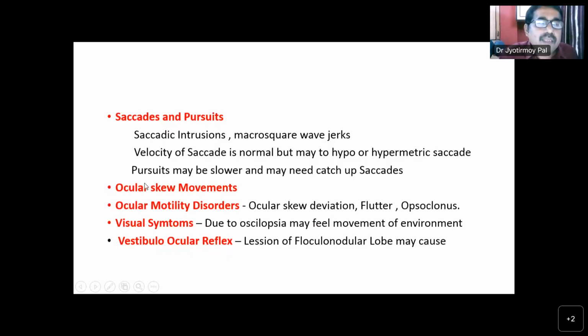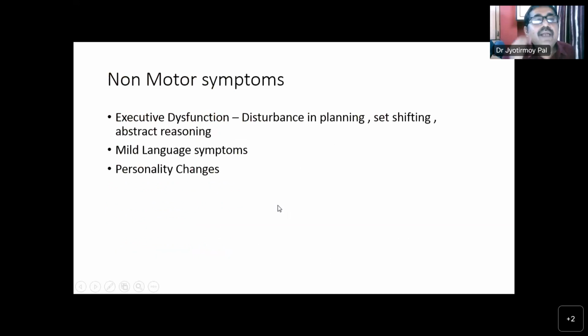Then there are ocular skew movement, ocular motility disorder, opsoclonus, flutter, visual symptoms, and the vestibulo-ocular reflex may be lost in case of flocculonodular lobe lesions. So these are the many eye abnormalities we can see, and particularly macro square wave jerks, more than 10 degrees, are very characteristic of cerebellar lesion. So gaze-evoked nystagmus, periodic alternating nystagmus, rebound nystagmus, macro square wave jerks: these are characteristics of the cerebellar lesion.